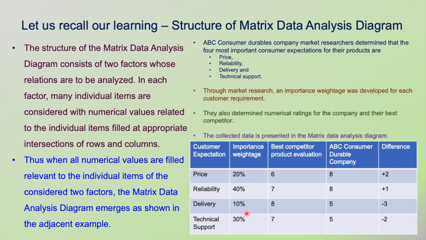So against these requirements, how does our company ABC perform? They have a rating of 8, 8, 5, 5 respectively for these factors. What is the best competitor product evaluation? Their rating is 6, 7, 8, 7 respectively. So what is the inference from this matrix data analysis diagram? Price, ABC company is better by 2 points. Reliability, ABC company is better by 1 point. Delivery, they are inferior by 3 points. Technical support, they are inferior by 2 points.